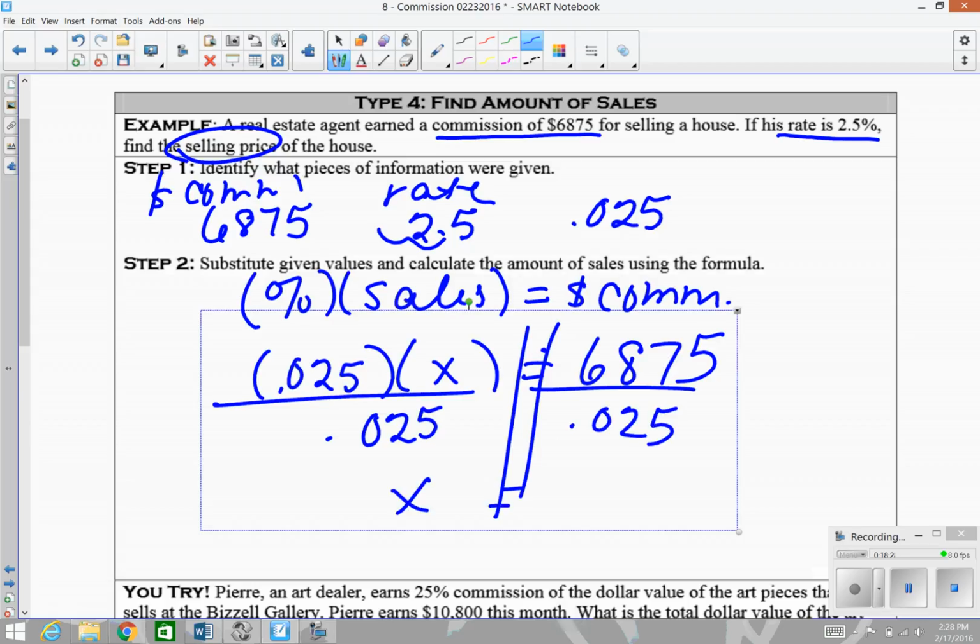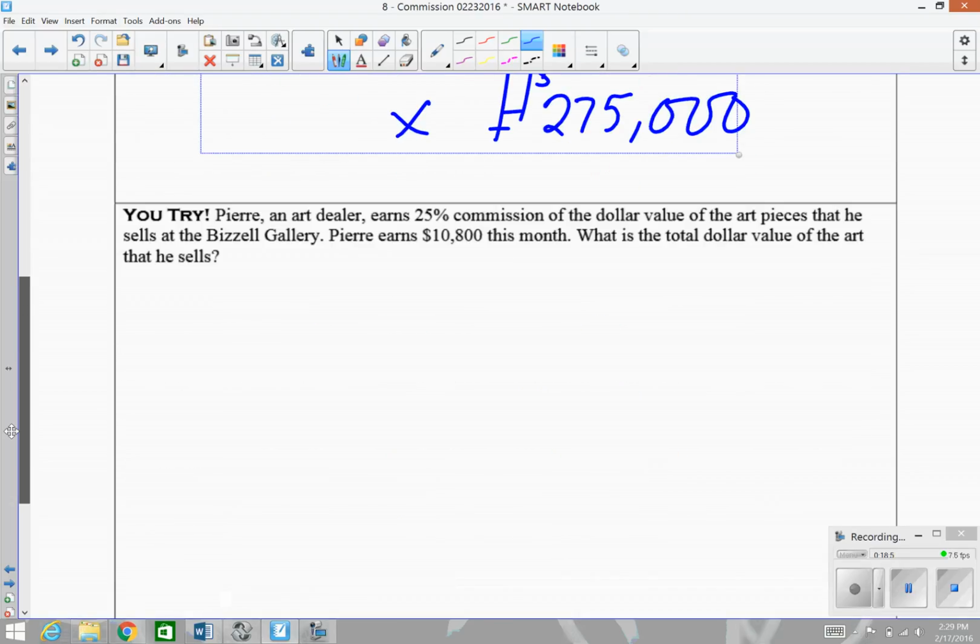X equals 275,000 for that house. You have one more you try problem. Come back to me when you're done.